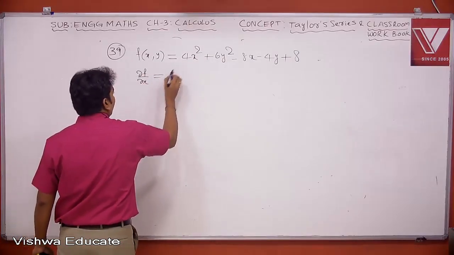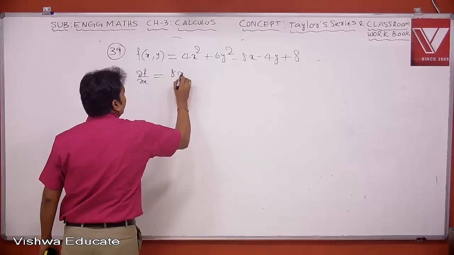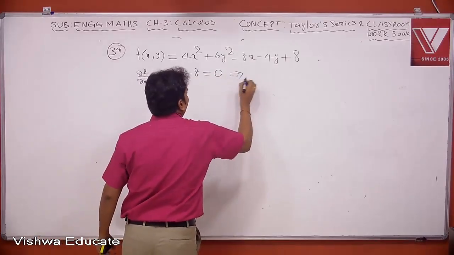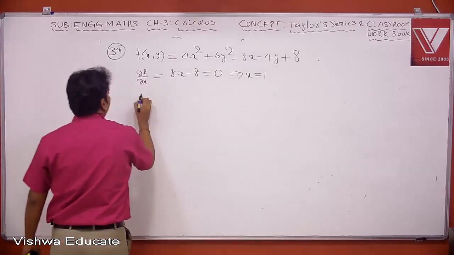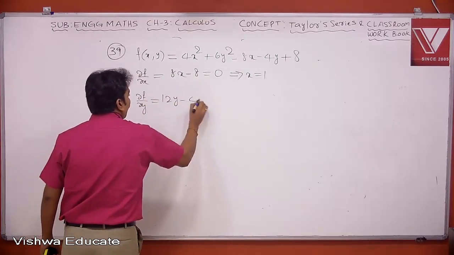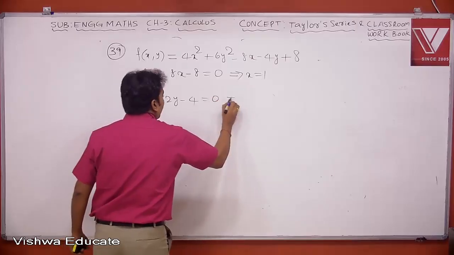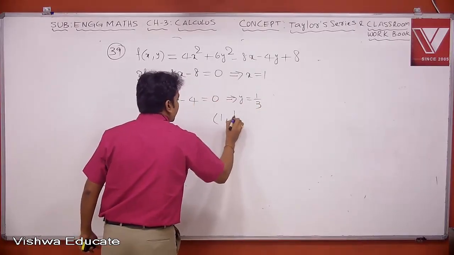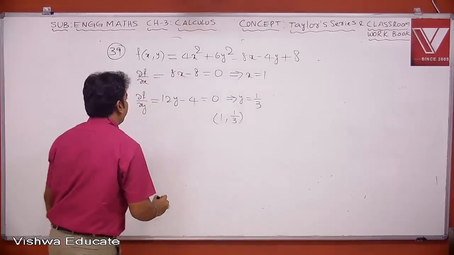Dou f by dou x equal to 8x minus 8. This equal to 0 implies the value of x is 1. Next, dou f by dou y is 12y minus 4. Make this equal to 0. You will get y value equal to 1 by 3. So what is my stationary point? 1 comma 1 by 3.